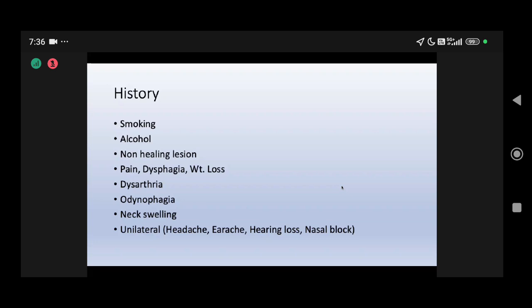If the disease has metastasized to the neck, you will be able to find neck nodes also. There can be nerve involvement which can lead to earache, as with the lingual nerve, headache, hearing loss, or unilateral nasal block in advanced cases.